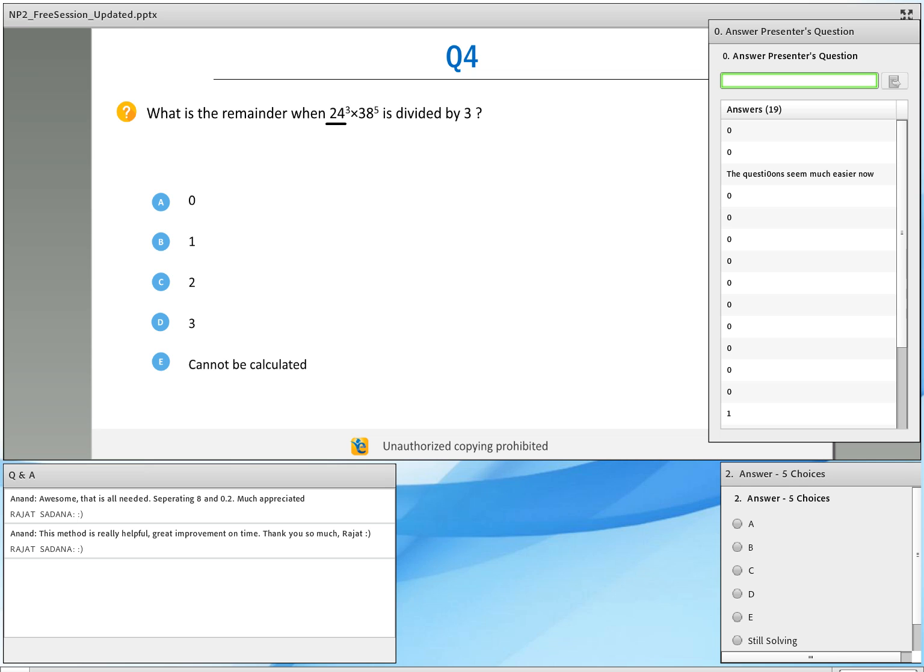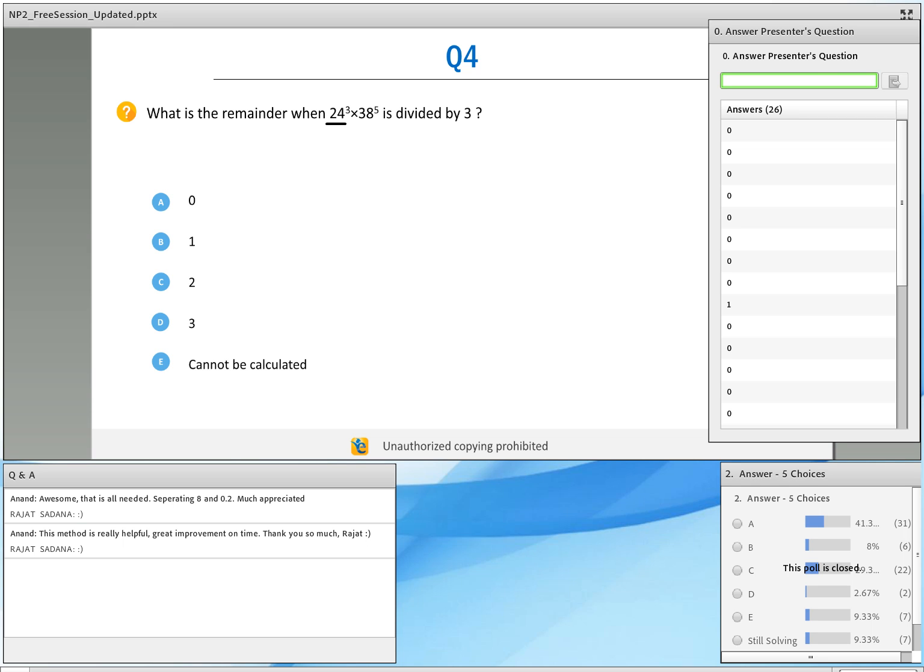0, right? 0. 24 divided by 3 gives you 0 as remainder, not 1. Remember, 0. And what's 0 multiplied by anything? That's also 0.